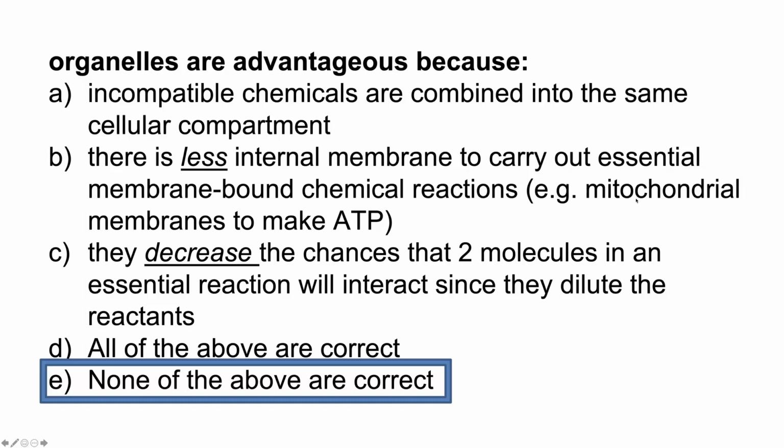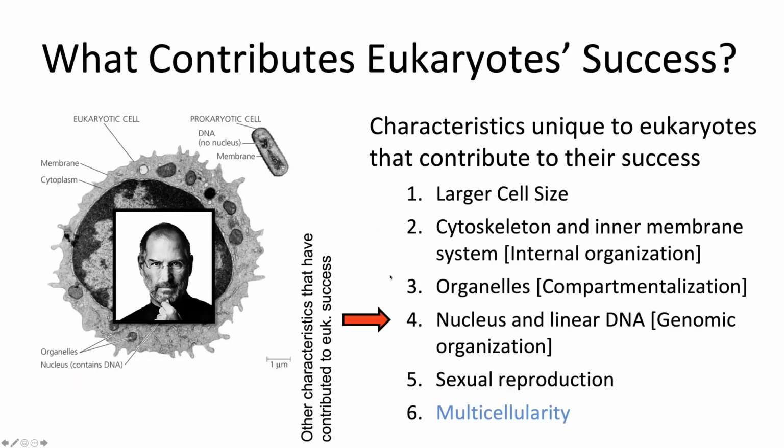So remember, in mitochondria, there's a large concentration, lots of surface area for those membranes, so there's a lot more internal membrane to carry out those essential membrane-bound reactions. And do they decrease the chances that two molecules in essential reaction will interact by diluting them? No, they do the opposite of that. They actually increase the chances that two molecules in an essential reaction will interact by concentrating them. So none of those answers are correct. Organelles do the exact opposite of that.